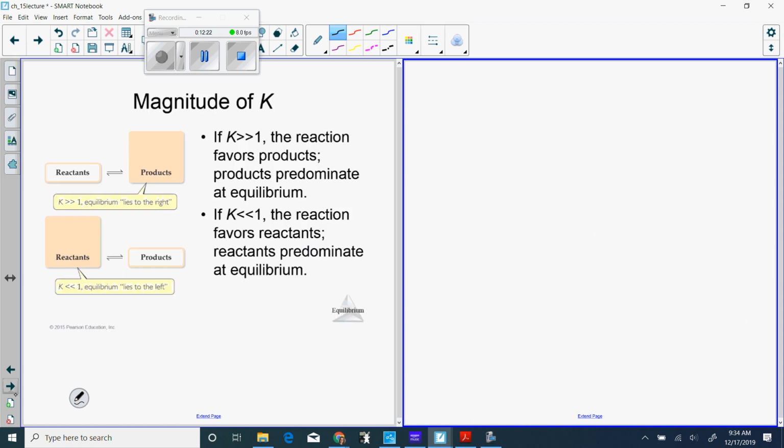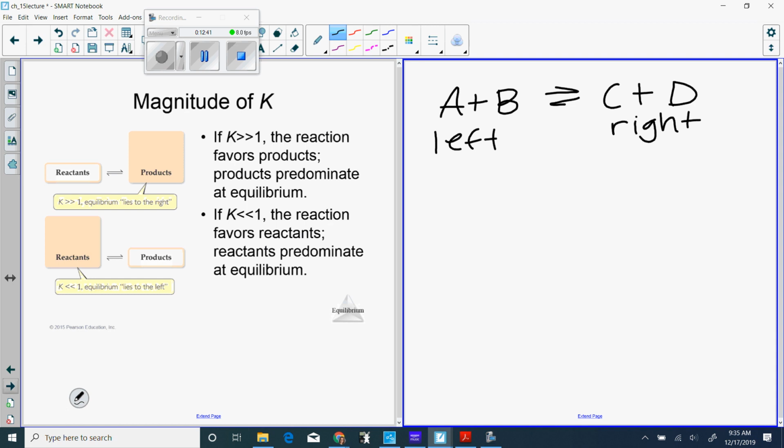Okay, what does K mean? Let's write our A plus B yield C plus D again. Just so we're speaking the same language, this is called the right, this is called the left. It's to the arrow. So the right of the arrow, the left of the arrow. The right of the arrow, we call these products. I think you know that, I'm just reminding you. And we call this reactants.